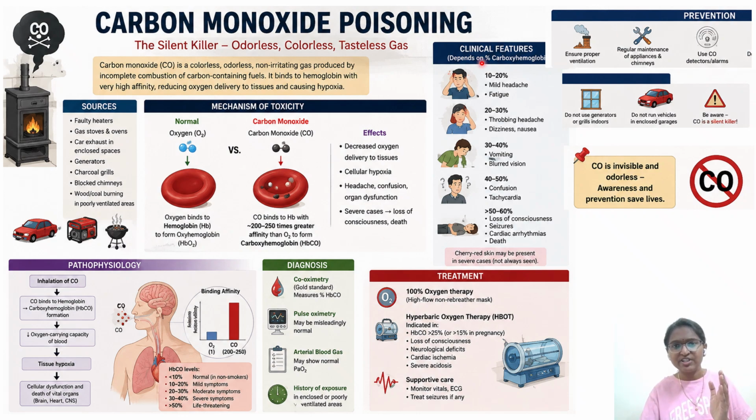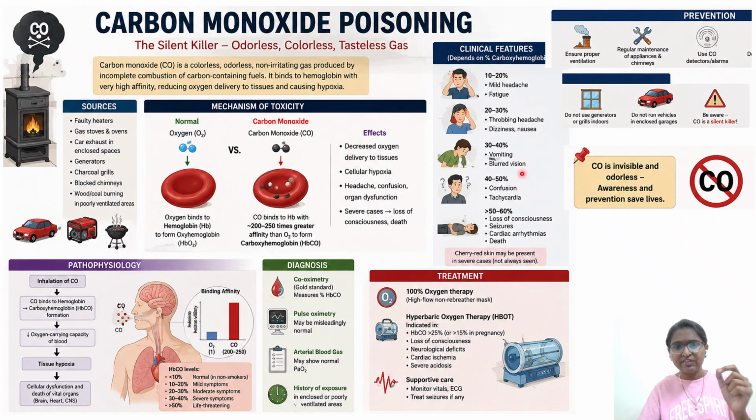So we will see the clinical features depending on the percentage of carboxyhemoglobin formed in our tissue. If 10 to 20% carboxyhemoglobin is formed in our body, then you will have mild headache as well as fatigue. If it is 20 to 30% carboxyhemoglobin, it will cause throbbing headache, dizziness, and nausea. Throbbing headache: in the previous video we saw red wine toxicity, tyramine. Go back and watch that video also.